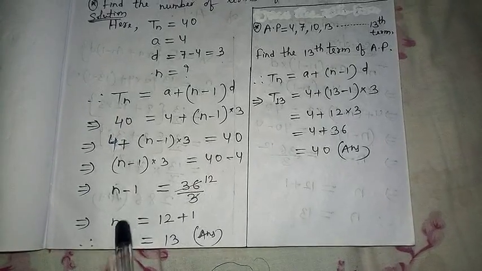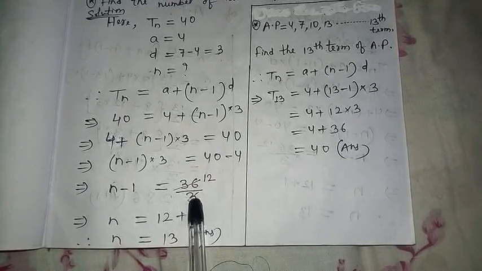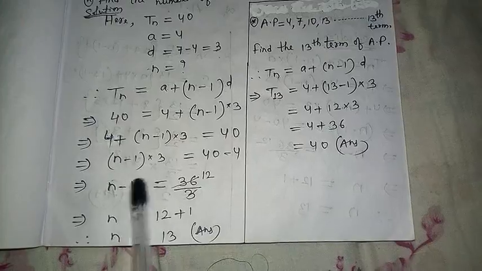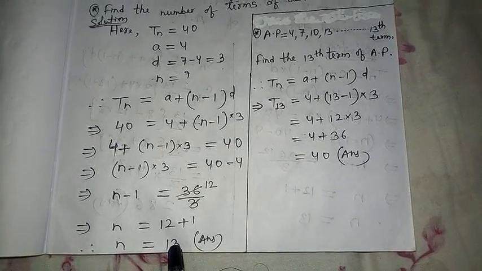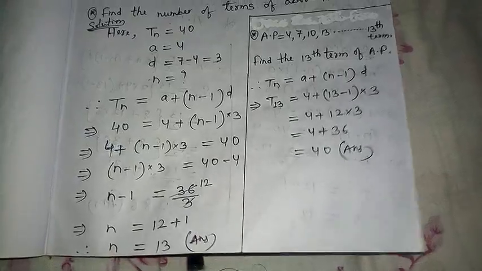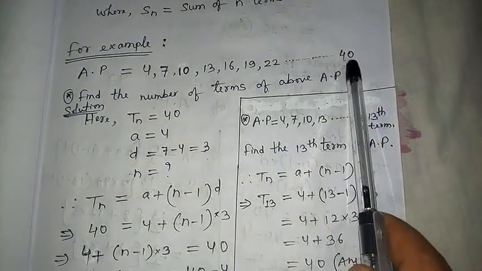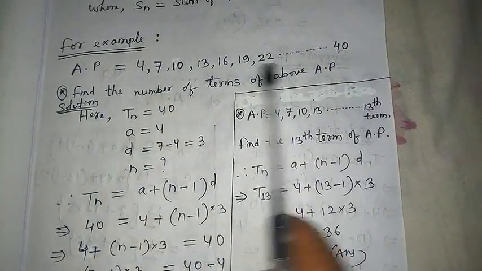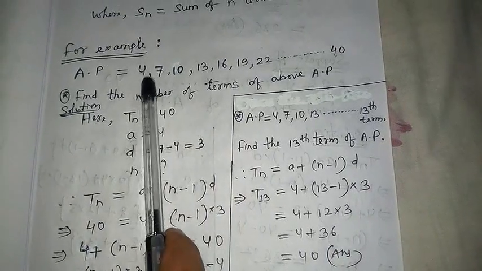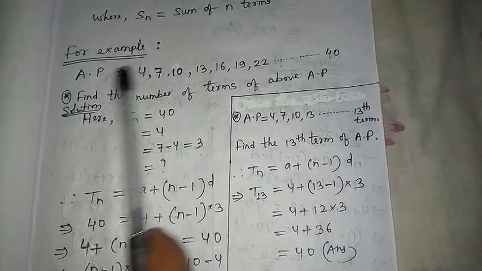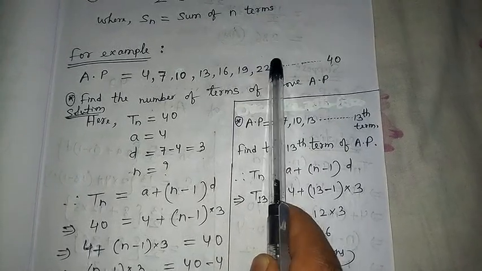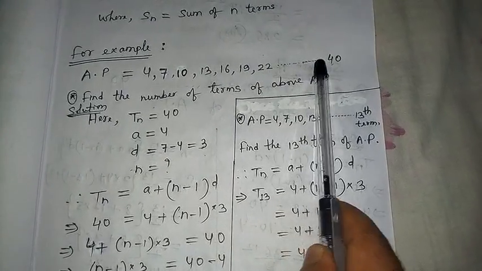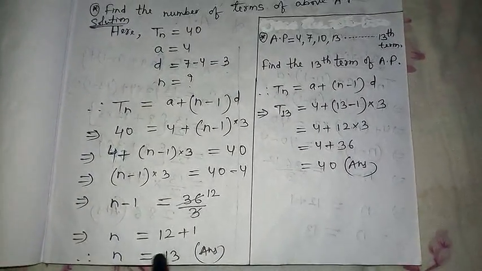Now n equal to 12 plus 1. Why? Because 36 by 3 is 12 and 1 goes this side, it is plus 1. So n equal to 13. That means n equal to 13 is our answer. That means 40 is the 13th term of this series, of this AP. First term is 4, second term is 7, third term is 10, similarly fourth term is this, fifth term is this, sixth term is this, seventh term is this, 8th, 9th, 10th, 11th, 12th is missing, but 13th term is 40. So number of terms is 13.